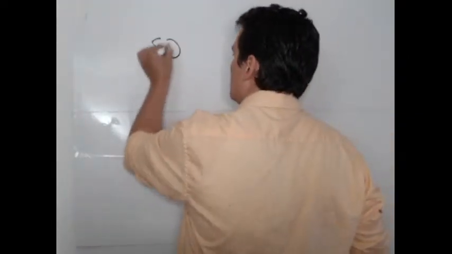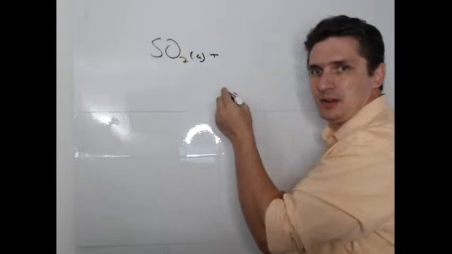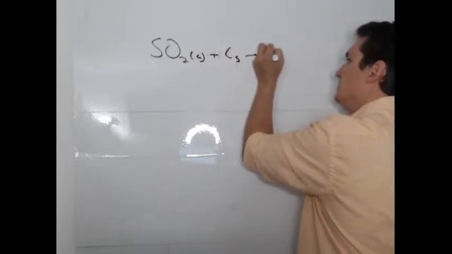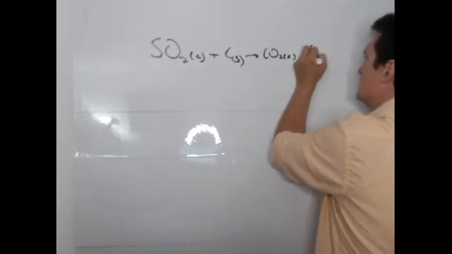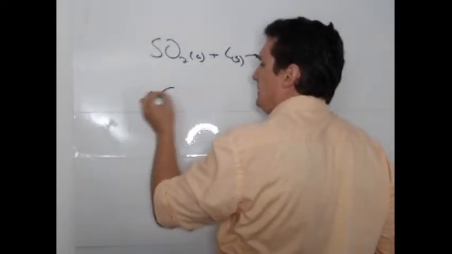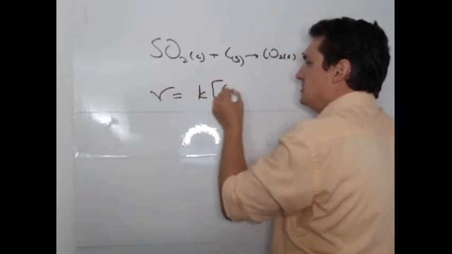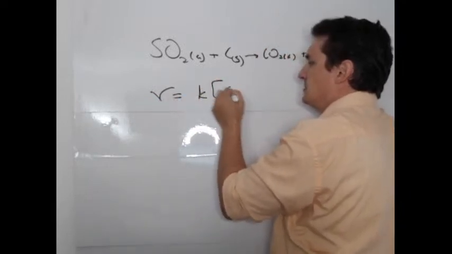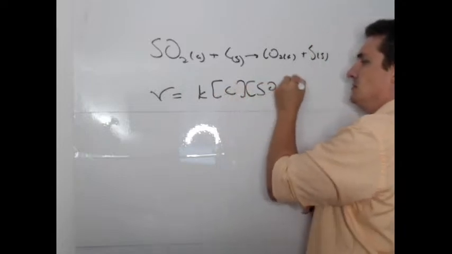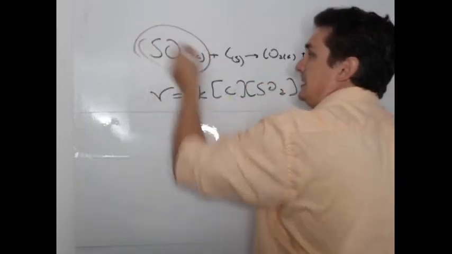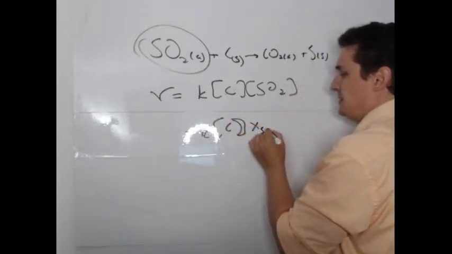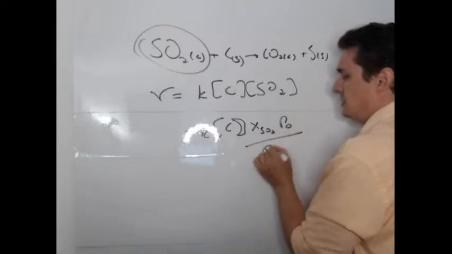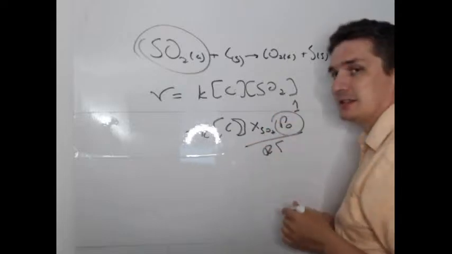Okay, so what's the gas pressure dependence of the following reactions? So we have SO2 gas plus carbon solid goes to CO2 gas plus sulfur solid. And if elementary, it would be written as this: k times the concentration of carbon times the concentration of SO2. SO2 is the only gas, so it's the only one that we can use that substitution for. x of SO2, P naught over RT. So this would be a first order dependence.